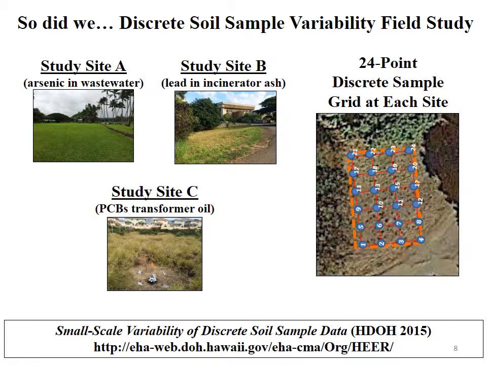At each one of these sites we set up a 24-point grid. In each one of the grids we collected multiple discrete samples and tested each of them. This study is published in a document called Small Scale Variability of Discrete Soil Sample Data, and you can see the web page where it's posted at the bottom of the slide.